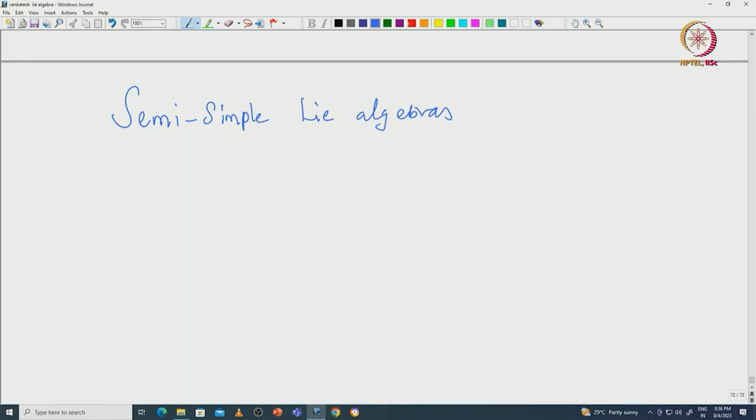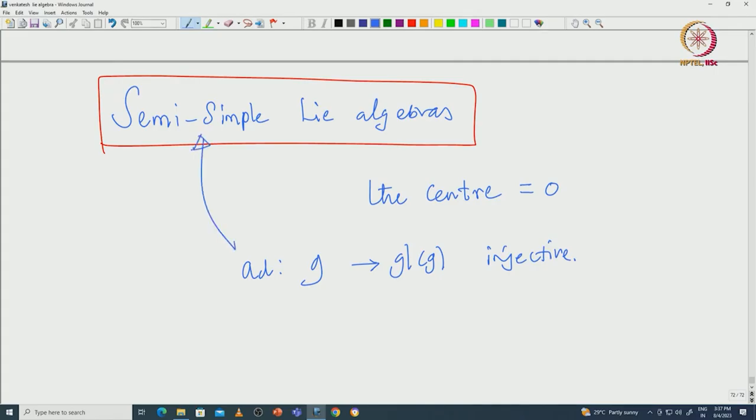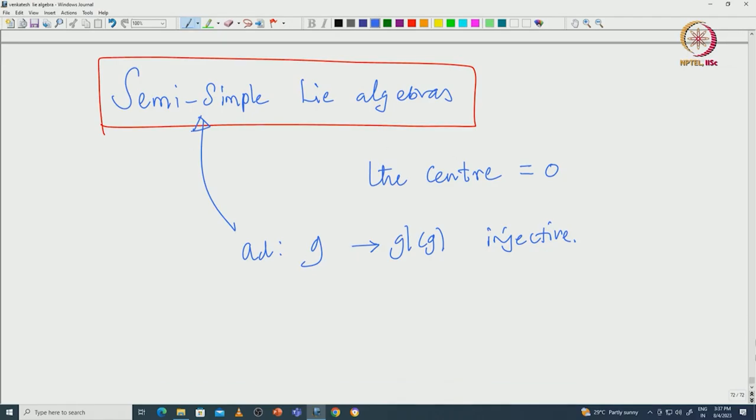So, we will give the definition of semi-simple Lie algebras later in this course, but for this class one knows that the center of the semi-simple Lie algebra is always 0. So, that means if you use this ad map it will always be injective. Okay. So, that always gives you an embedding inside GL(g) for this particular semi-simple Lie algebra. But anyway, we'll come to that later. I just wanted to point this out.